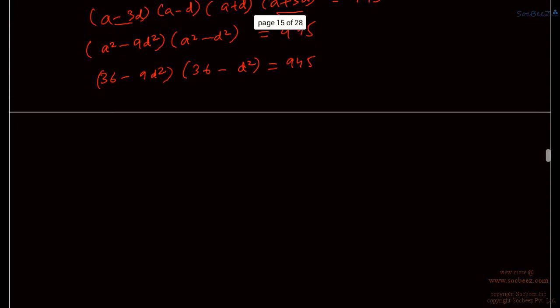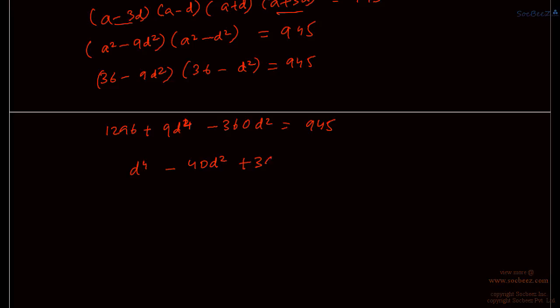Let's expand everything. We get 1296 minus 360D square plus 9D power 4 equal to 945. Right? We see that 9 is a common factor, and then bringing 945 to the other side, we get the equation as D power 4 minus 40D square plus 39 equal to 0. Right? Now this is a simple quadratic in D square. Take it as a quadratic in D square, and you will get the roots. This is simple, sum is 40, product is 39, so D square can be 1 or 39, right?